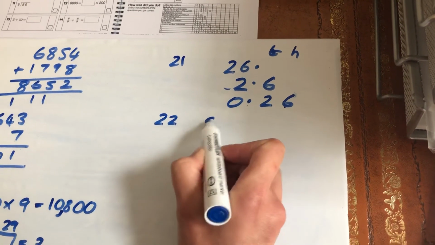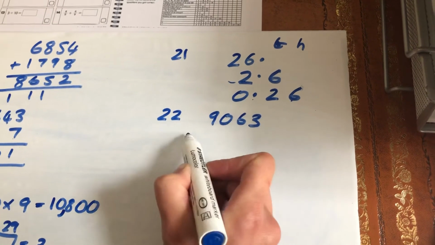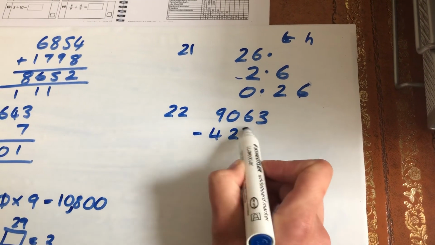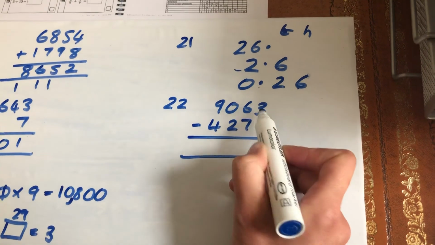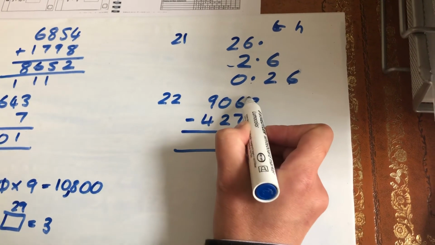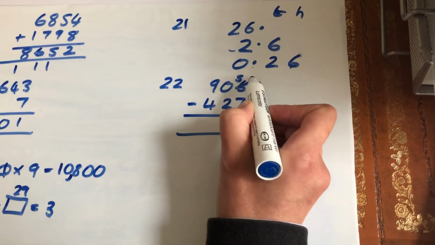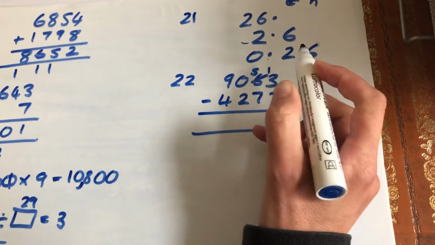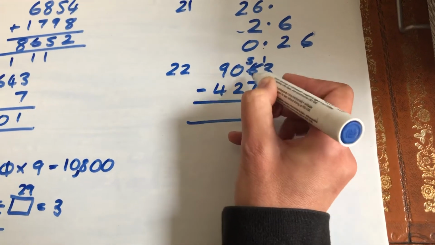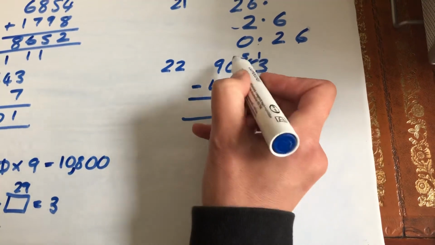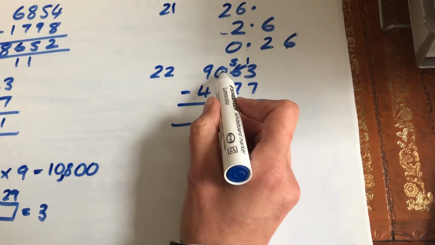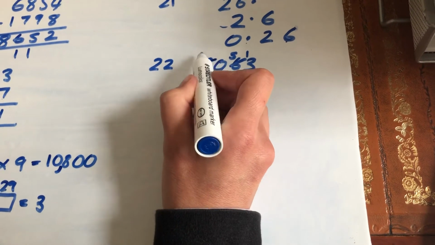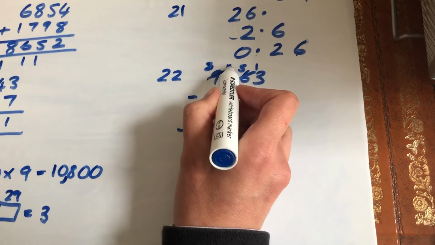Question 22, 9,063, take away 4,277. 3 subtract 7 I can't do, so I go to my 6, 6 becomes 5, and I bring 10 over. 7 away from 13 is 6, 7 away from 5 I can't do, so I go to my next column. There's nothing there, so I go to my next column. 9 becomes an 8, and I bring 10 over.